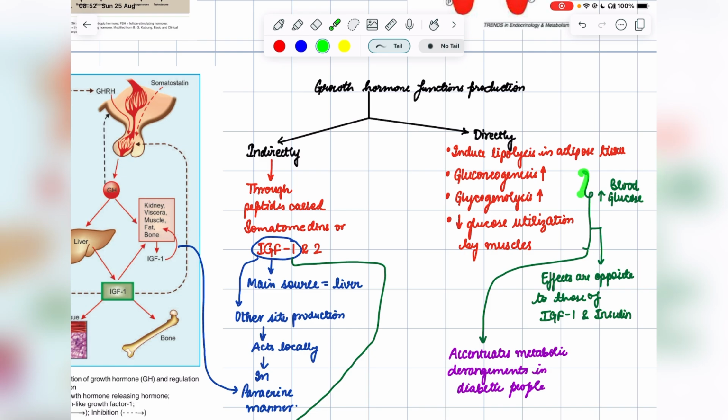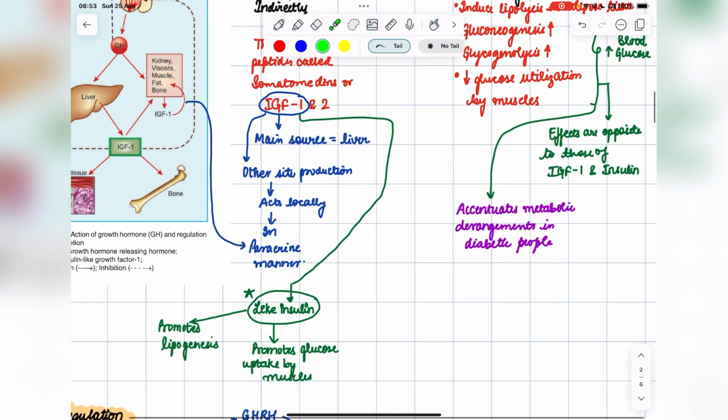So because of these factors, what we understand is that growth hormone can accentuate metabolic derangements in diabetic people. So we should not give growth hormone in diabetic people, if we have to come to a conclusion after all of this discussion. What accentuates means is that it promotes or increases or makes a much more profound effect.